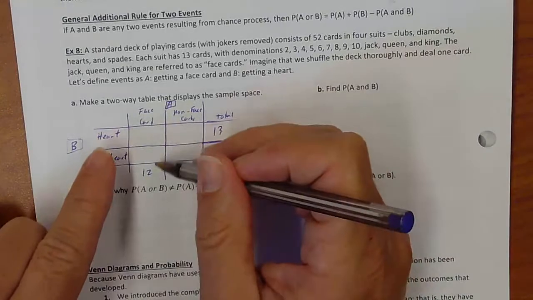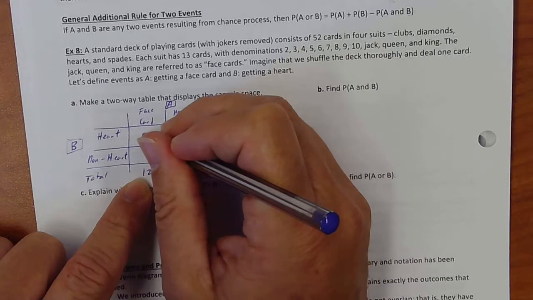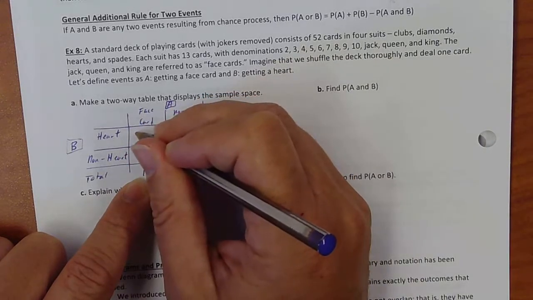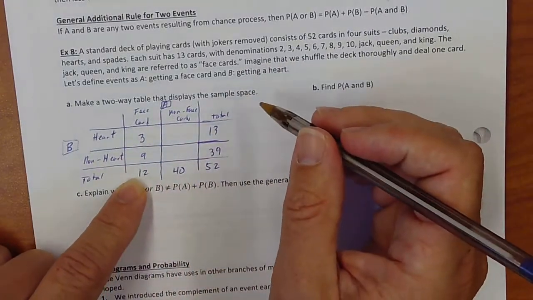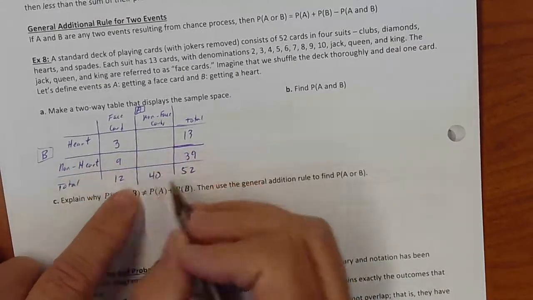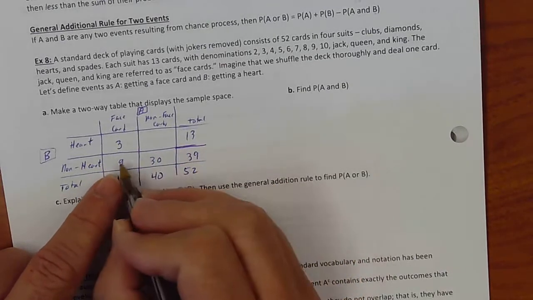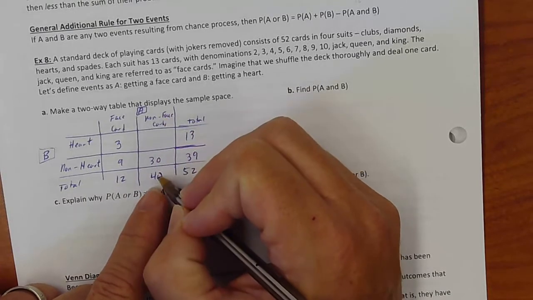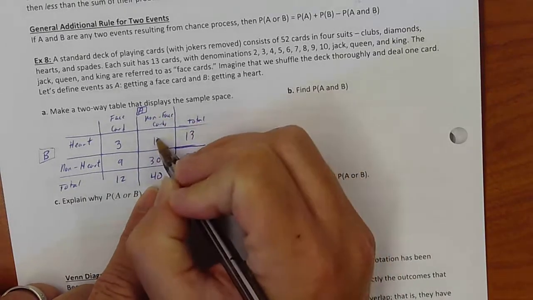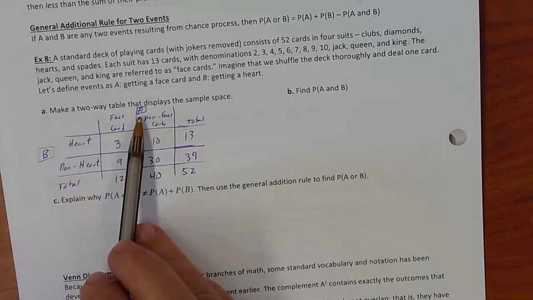Okay, now just break this down cell by cell. How many hearts do I have that are face cards of these 12? Well, there's 3 that are heart face cards, and then there's 9 that aren't. Make sure they add to 12. Okay, let's go this way. It doesn't matter which way you go. I just saw the 9 and 39, and I wanted to quickly make that 30. Add to 39. Okay, that means I have 30 non-heart, non-face cards. That totals 40, so this one must be 10. Okay, works in every direction, right? My numbers are checking out. All right, so there's a two-way table that displays these two events, hearts and face cards.